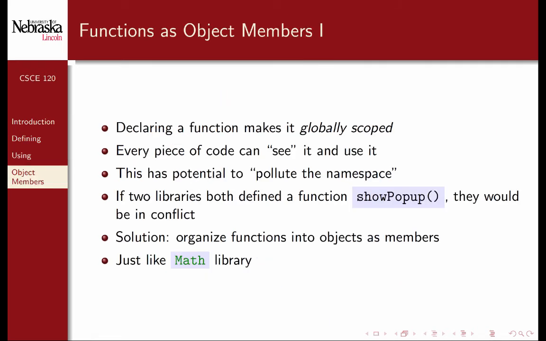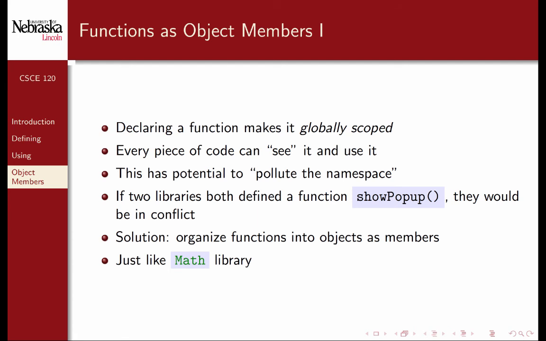Declaring a function makes it globally scoped, which means that any piece of code in your application can see it and use it. This has the potential to do what is usually referred to as polluting the namespace. For example, suppose that two libraries, say jQuery and Bootstrap, both defined a function called showPopup. They would be in conflict. You can't have two definitions of the same function.